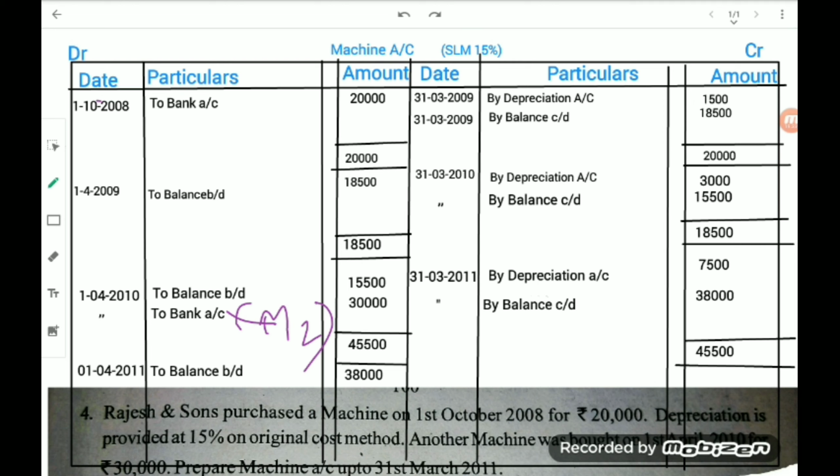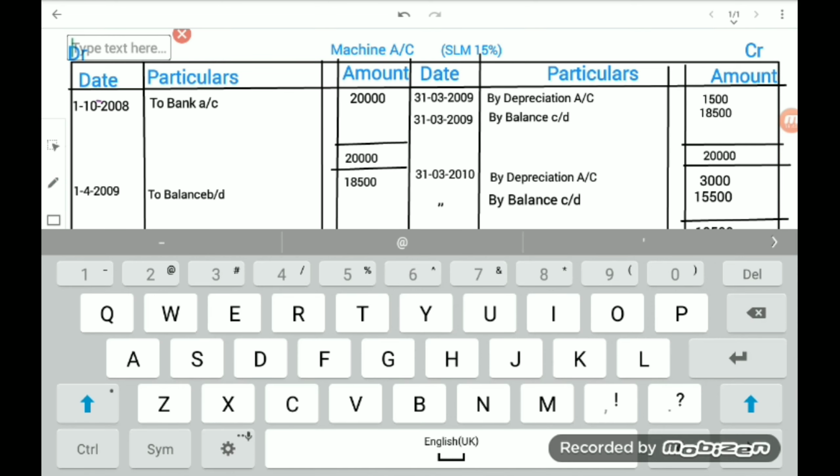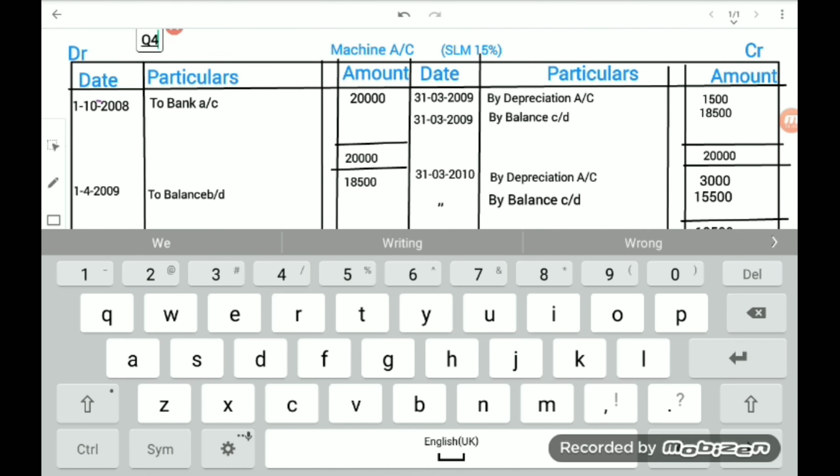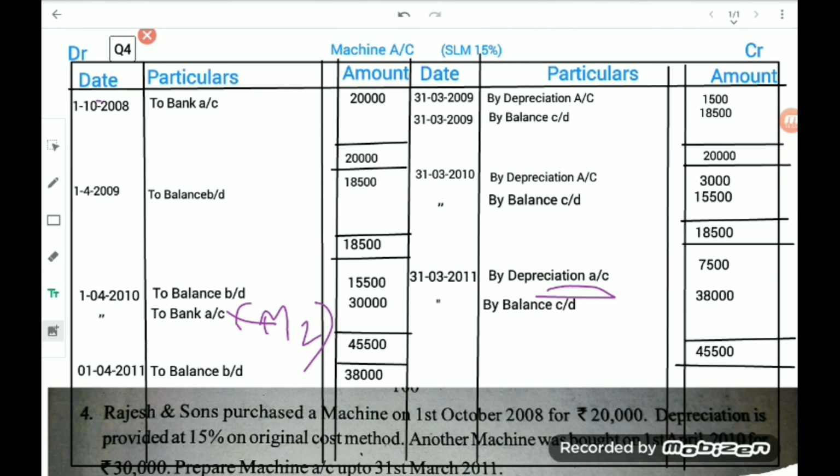After that, the total depreciation for the 2 machines you can write in the working notes also. I have deleted the working note from here, but you write the working note here, and later the balancing figure, then balance brought down. So it is our fourth problem, question number 4.